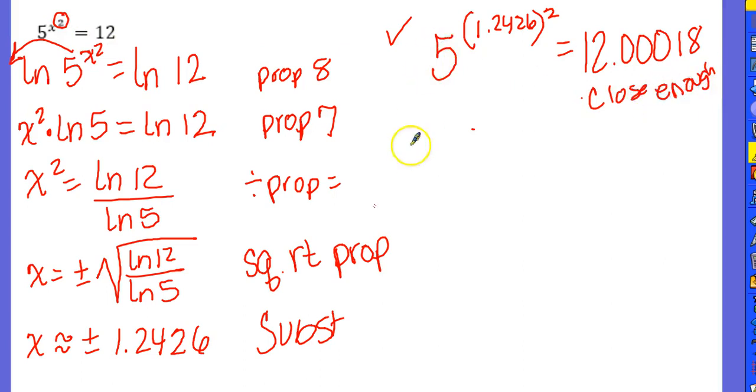Also, if I were to plug in the negative version of this answer, if I square a negative, isn't it just positive? Yeah, so it's the same. So we could say in solution set, have I been writing these answers in solution set? No. Oh, well, I meant to. So make sure you go back and do that.